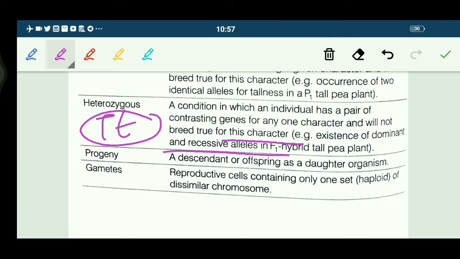What is progeny, beta? Progeny is offspring, as a daughter organism or the descendant. It's an offspring. Okay? And gamete, it is a reproductive cell containing only one set of chromosomes. So one set of chromosomes is haploid and two sets of chromosomes is diploid.